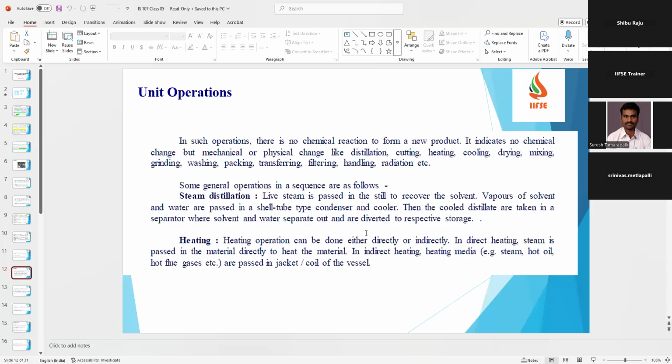So some of the operations are steam distillation, where steam is passed into the still to recover the solvents, the vapors of solvent, and water is also passed into the shell and tube type condensers or coolers. Then the cooled distillate is taken into a separator where solvent and water separate out. So distillation is where we take out certain materials.